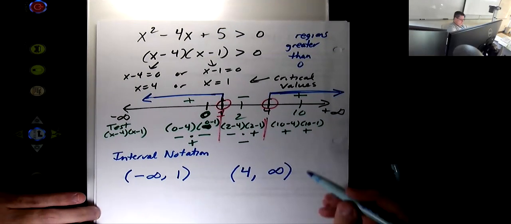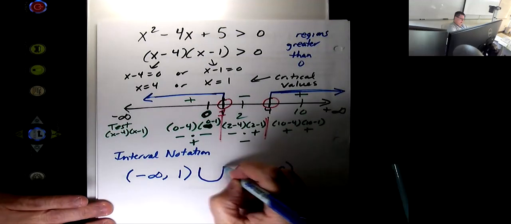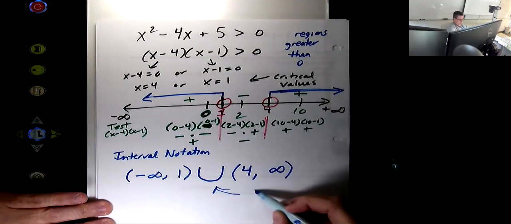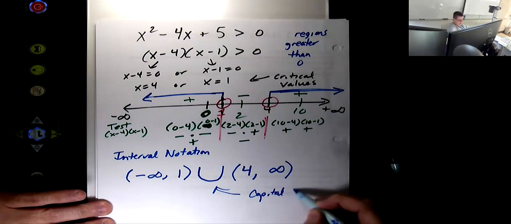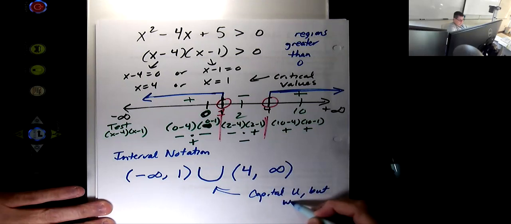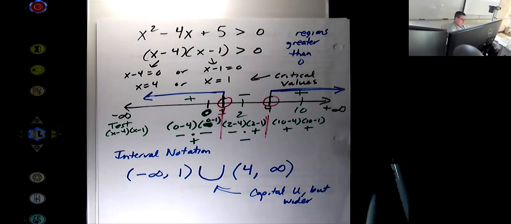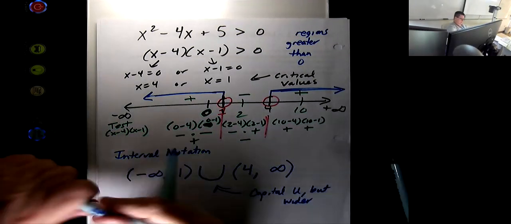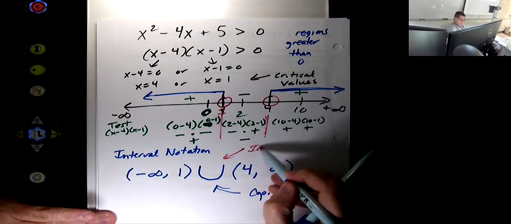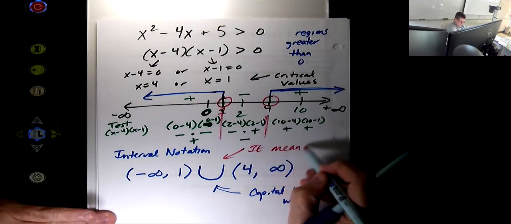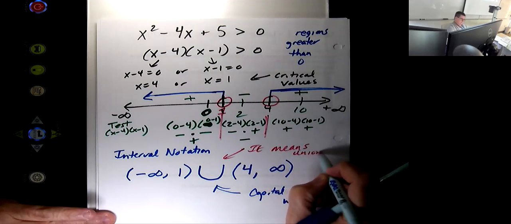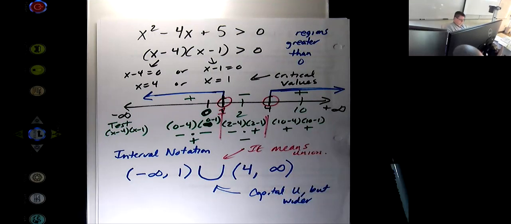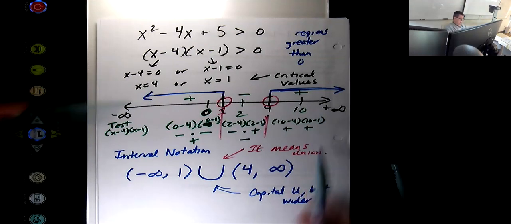When you have 2 regions, we put a big fat U in it. This is like a capital U but wide. And it means union. Like this group with this group.